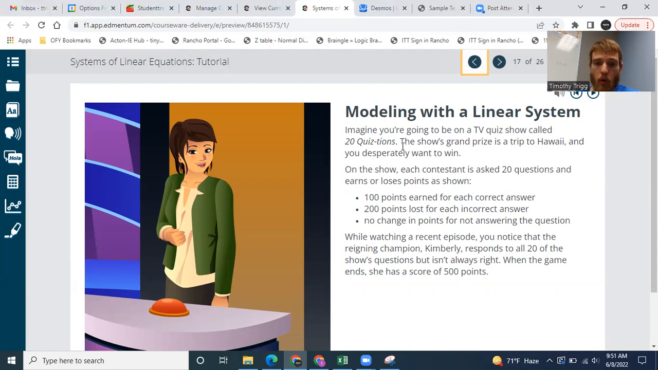So you earn 100 points for each correct answer, 200 points lost for each incorrect answer, and no change in points for not answering the question. So like in this game, if you really don't know the answer, you should just not submit an answer, right? Because if you get it wrong, you lose 200 points. But if you don't submit an answer, then you don't gain or lose points. So sometimes it's better just to not answer in this game.